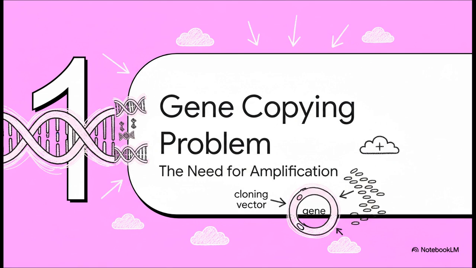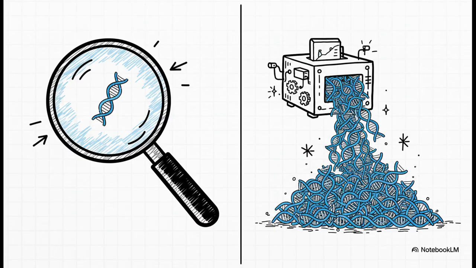Because it's one thing to find a gene, but it's a completely different challenge to make enough copies of it to do anything useful. A single copy of a gene is just way too small to work with. It's practically invisible. If you want to do something really important, like manufacture a protein like insulin or figure out what a gene actually does, you need to amplify it. You have to make millions, sometimes billions of perfect copies. And that whole process, that's called cloning.